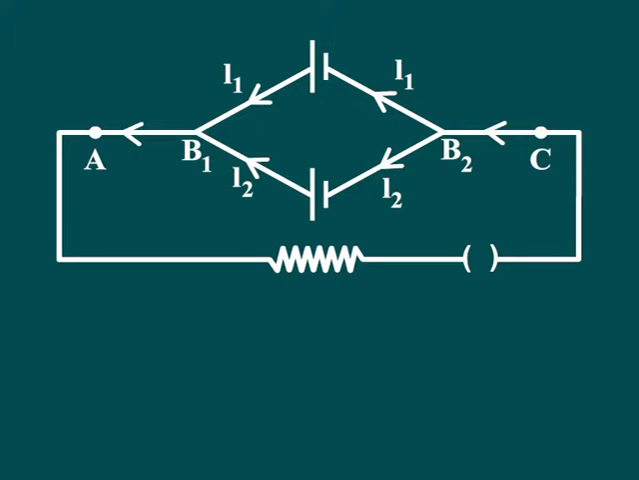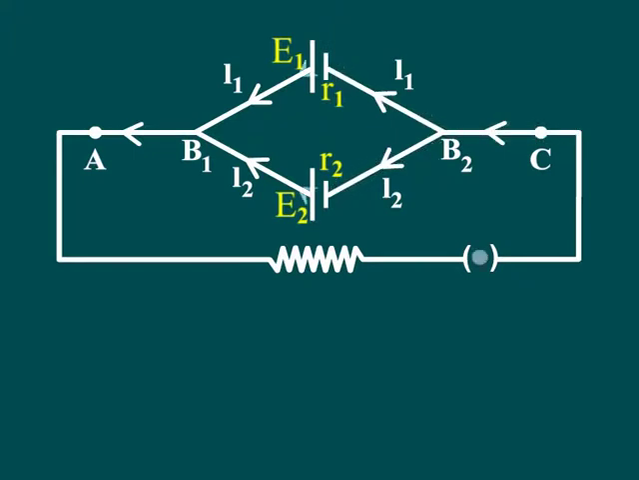If positive terminal of each cell is connected to a point A and negative terminal of each cell at the other point C, as shown in this diagram, the two cells are said to be in parallel combination. Let the cells be sending the current in a circuit which is not shown here. Let E1 and E2 be the EMFs of the two cells, and R1 and R2 be their internal resistances respectively.